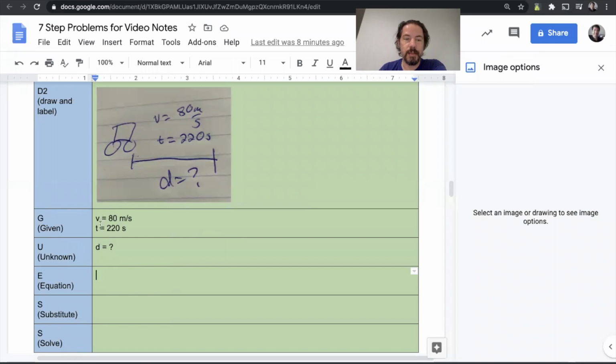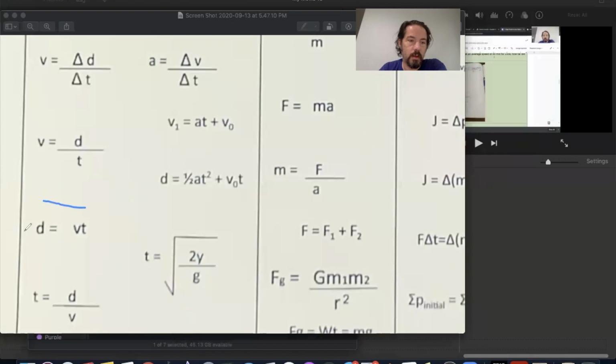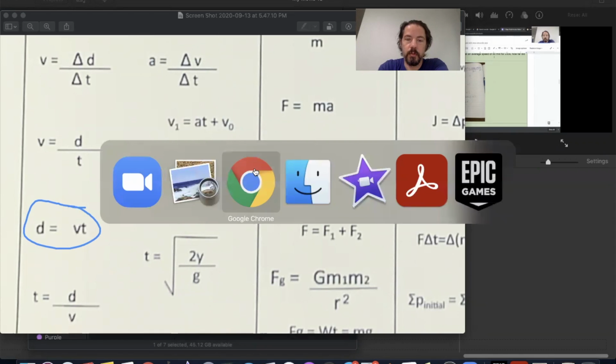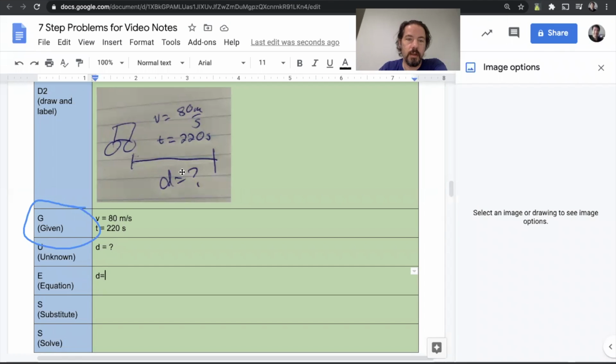Okay, so let's go back to our problem. We've got distance is what we're looking for. So we're looking for an equation here that says D equals. Let's go back to our equation sheet. We have exactly what we're looking for: distance, velocity, and time. So if we go back to our problem, we've got distance equals velocity times time.